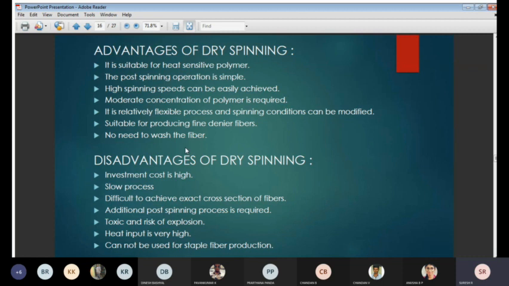So the main drawbacks of this dry spinning process are: the initial investment cost for the setup is high, okay, and it is a bit of a slow process also, and it is difficult to achieve the exact cross section of the fibers. In other words, the exact dimensions of the fibers in terms of diameters. Toxicity and risk of explosion are there in dry spinning. The heat input is very high, so it can be used for staple fiber production. So these are some of the disadvantages of the dry spinning process.